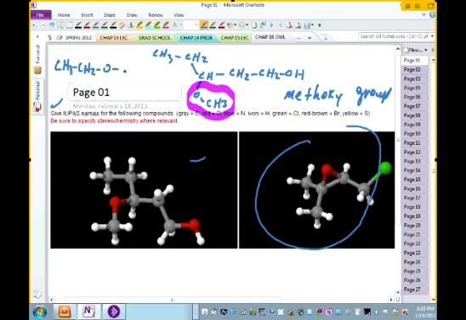Supposing we have that, what kind of group is that? What kind of group would this be? An ethoxy group, okay? So in other words, to name an ether as a substituent, the name is derived from the name of the corresponding alkane. In this case, the corresponding alkane contains two carbon atoms, which is ethane.